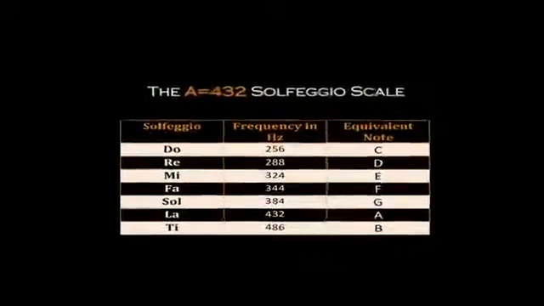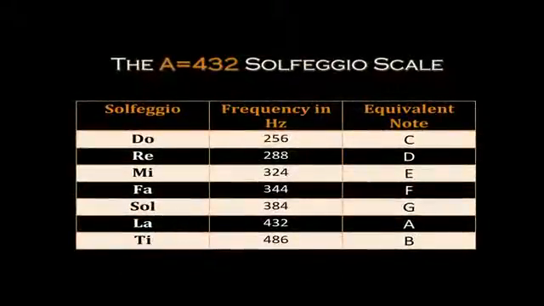So when you understand the cosmic 432 and how it is interwoven throughout everything in nature, then we can reveal the true Solfeggio scale. As you see in this graphic, the Solfeggio is on the left, the do, re, mi, fa, sol, la, ti. The frequency in hertz is in the center column, and the equivalent note is on the right. So for the first time, we're able to reveal the true Solfeggio scale using Pythagorean tuning and the frequency of the cosmos.